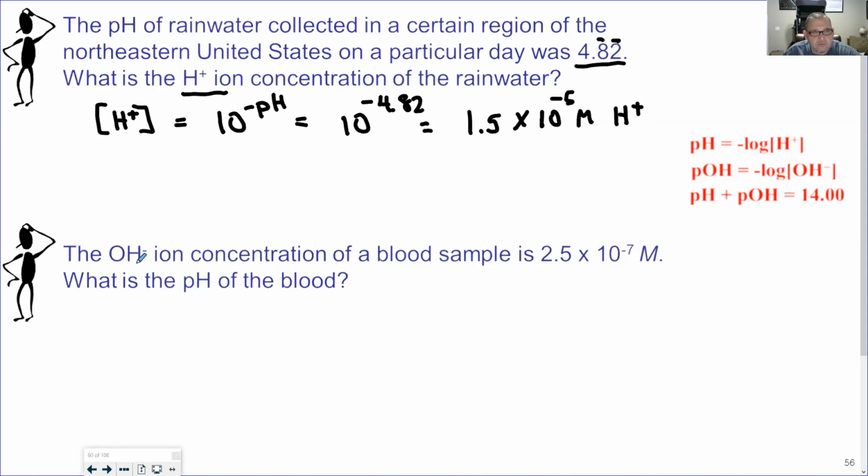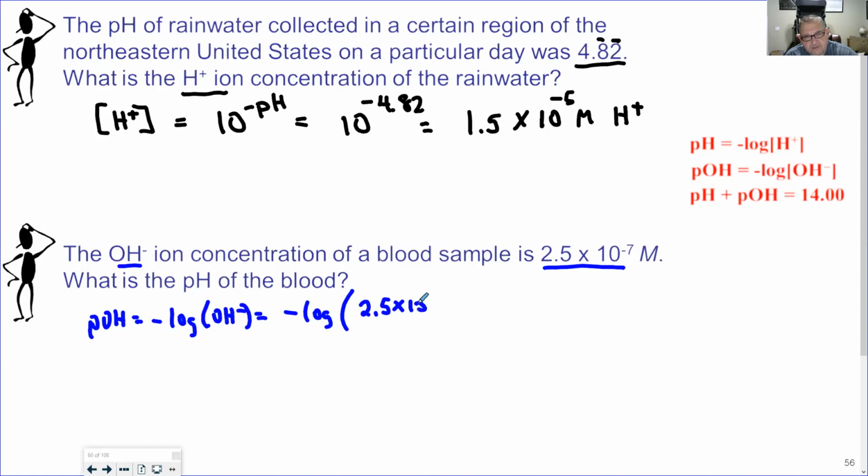Okay, so the next question below says the OH minus ion concentration in a blood sample is 2.5 times 10 to the minus 7th. What is the pH of the blood? So the approach that I would use is to find what is pOH. So pOH is equal to the negative log of the OH minus. And I know what that is, so it's equal to the negative log of 2.5 times 10 to the minus 7th. So I'm going to find out what that number is.